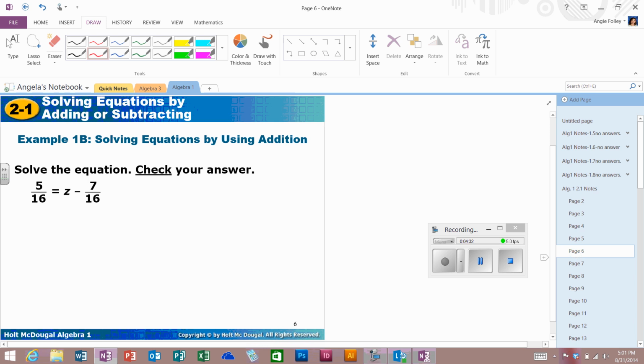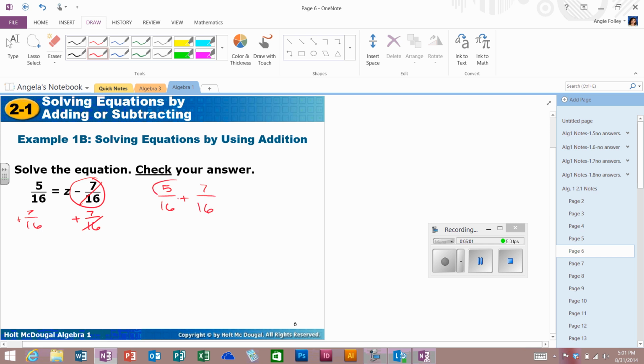All right, so if you want to try this one before I do it, you can. If not, follow along. So we have this minus 7/16 on this side. In order to get rid of a negative something on one side, we have to add it. So if I want to get rid of it, I'm going to add 7/16. And if I do it to that side, I have to do it to this side. So this cancels.